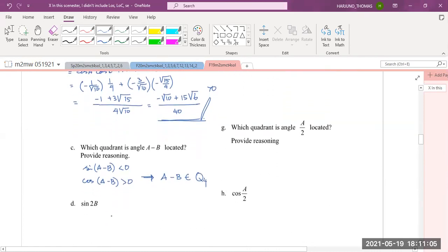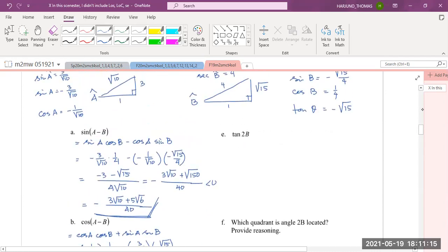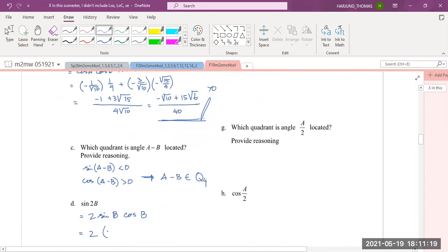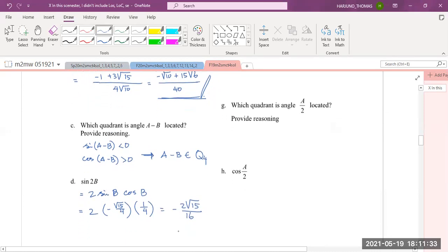How about sine 2B? Sine 2B is 2 sine B cosine B. Sine B is negative radical 15 over 4, and cosine B is 1/4. So this is negative 2 square root of 15 over 16. That's easy.